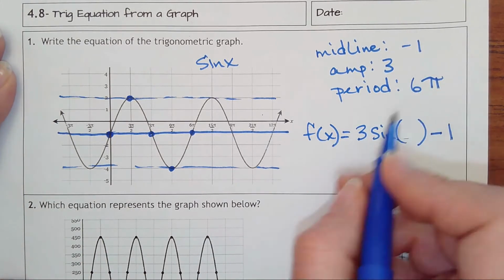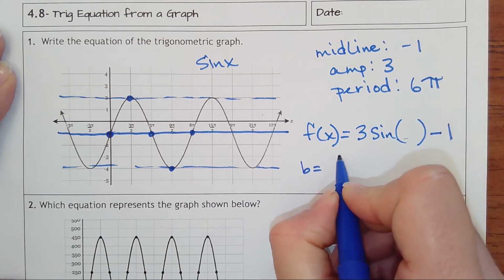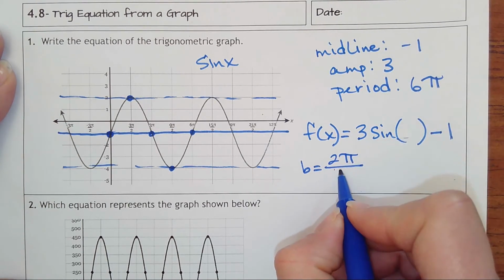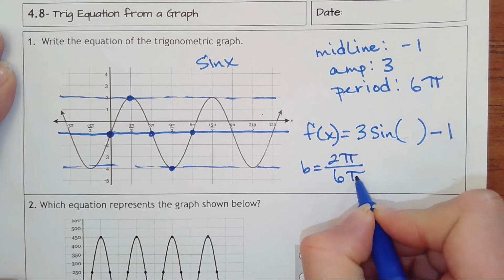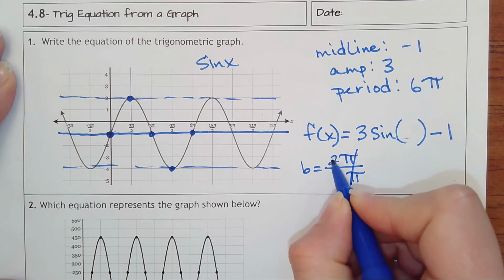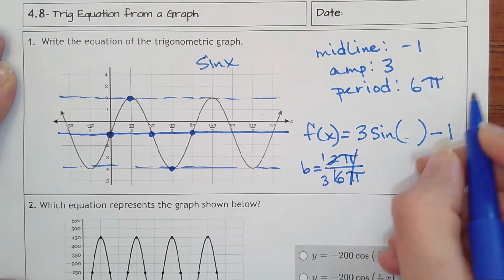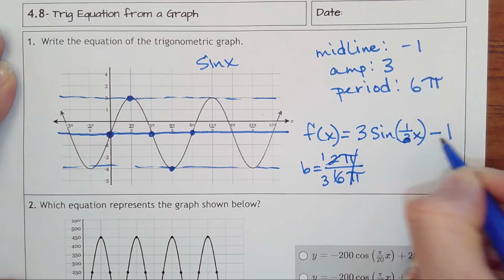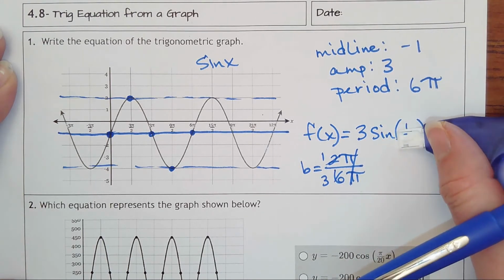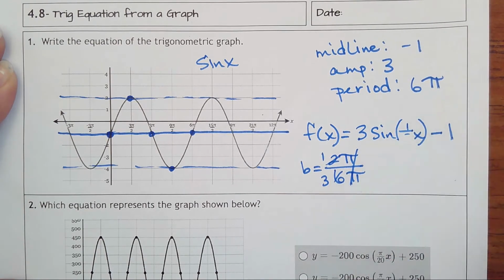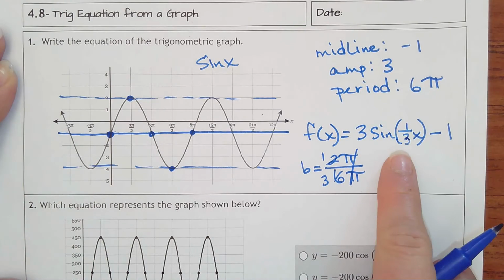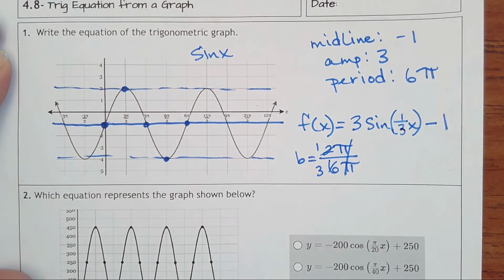Okay, to find the b, you always take 2 pi, because that's what a normal or the parent function has a period of, divided by 6 pi. Pi's will cancel, and 2 over 6 reduces down to 1/3. So I'll have 1/3 x, and we always want to put parentheses around whatever x, or if it's got pi, but anything other than just x needs parentheses.